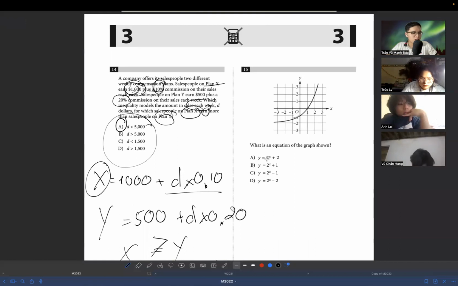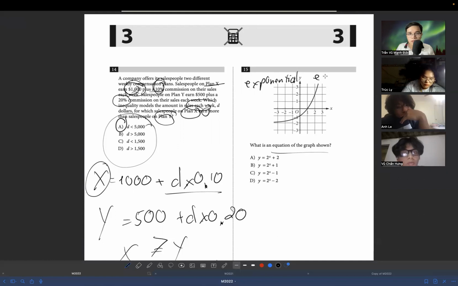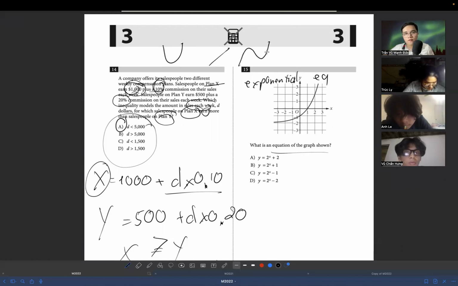All right. You guys seem to understand it all, don't you? And continue. 15. What is the equation of the graph show? This is what they call an exponential equation. So recap again. We have this is a quadratic equation. We have this is a linear equation. We have this is the power of third equation. This is the power of fourth equation. And this is an exponential equation.